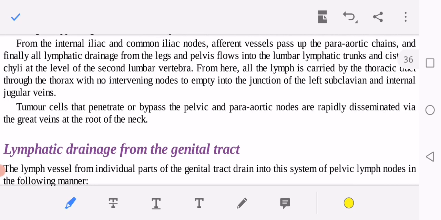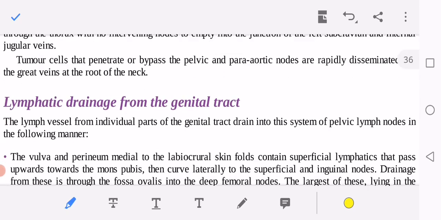Tumor cells that penetrate or bypass the pelvic and para-aortic nodes are rapidly disseminated via the great veins at the root of the neck. So tumor spread can reach up to there, which is why we check the supraclavicular nodes for tumor.